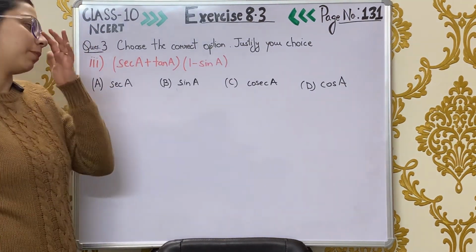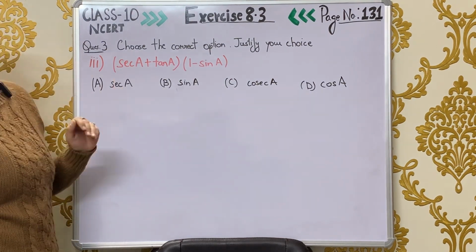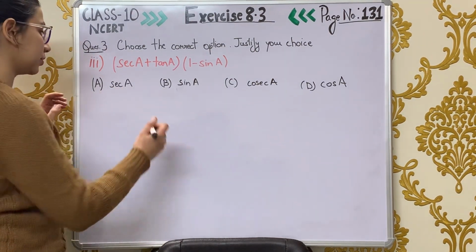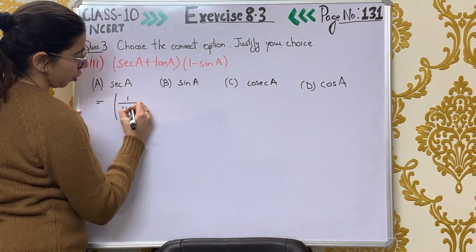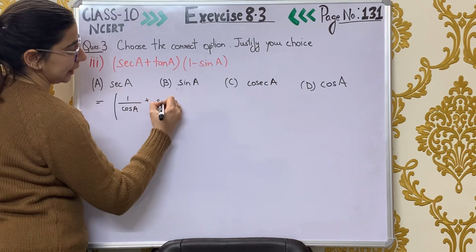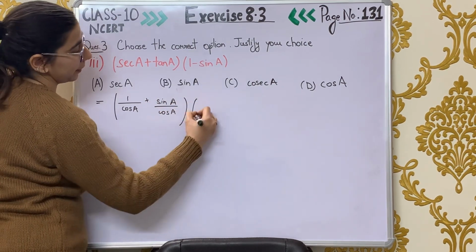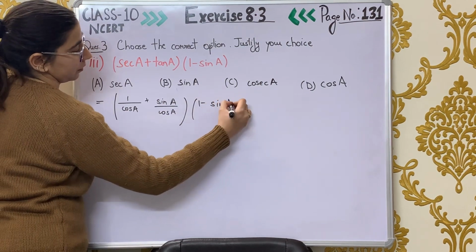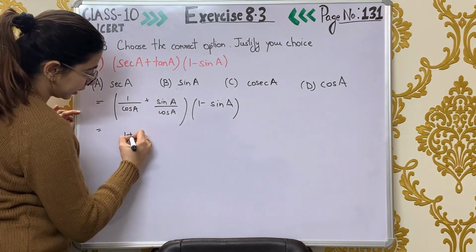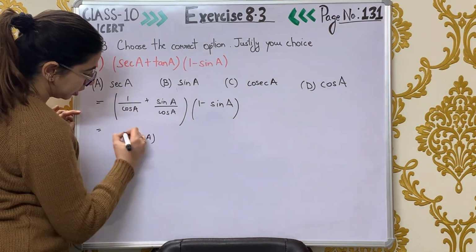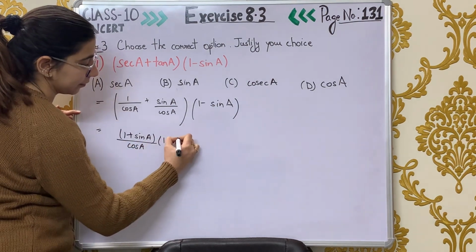Now moving to third part, observe that there is no identity that can be applied to it. So let's convert it into sin and cos for simpler terms. So secant is 1 by cos A and tan is sin A by cos A, into 1 minus sin A. Taking the LCM, we get cos A only. We get 1 plus sin A upon cos A into 1 minus sin A.